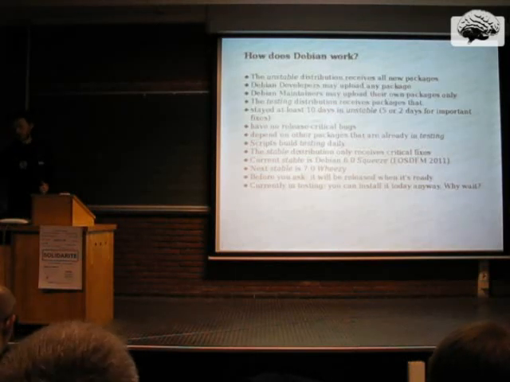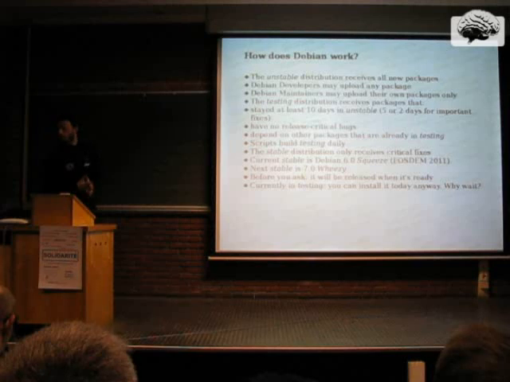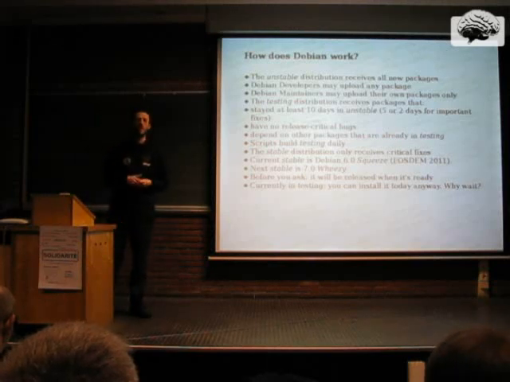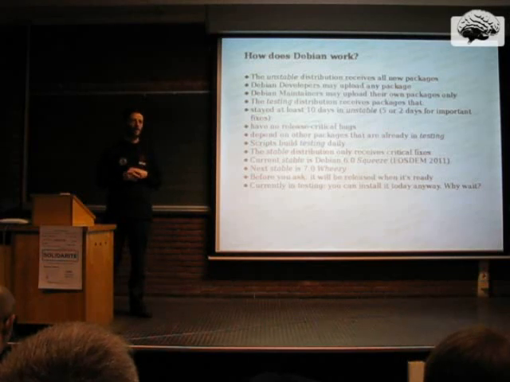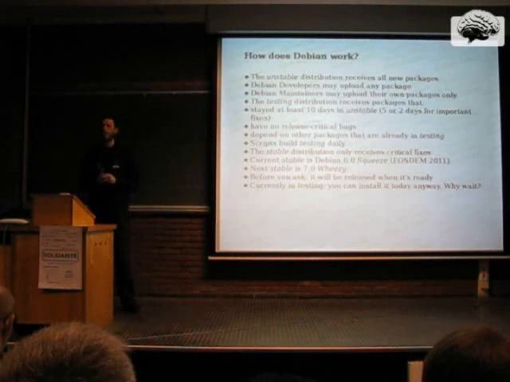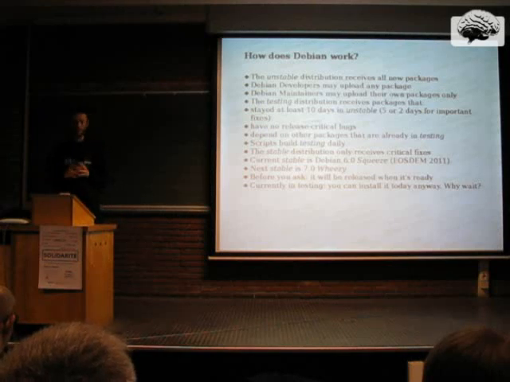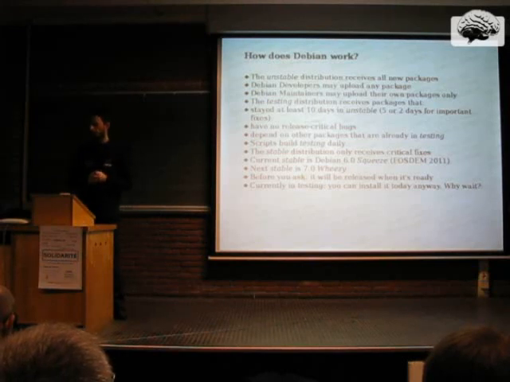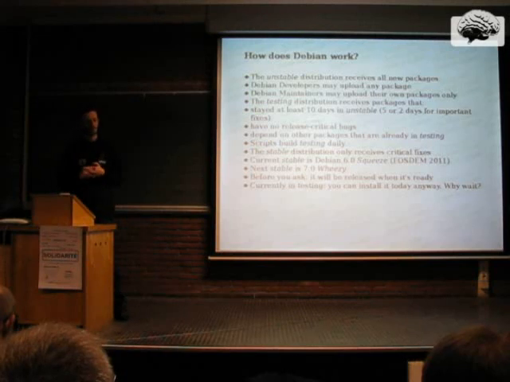How does Debian work? This is really, how does Debian packaging work? We do all our work in the unstable distribution of Debian. This is where we upload the new versions of our packages. And when we think that the packages have reached a sufficient level of maturity, of stability, then they automatically migrate to testing. And once they are in testing, they can be replaced with new versions.